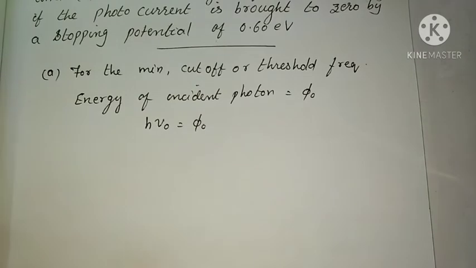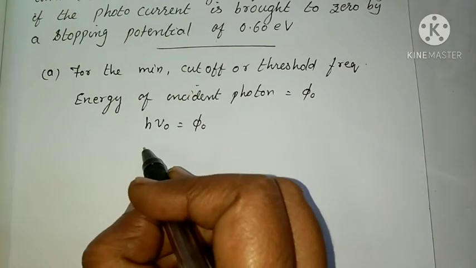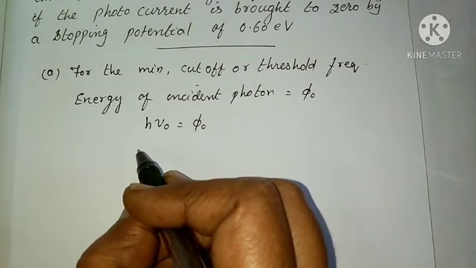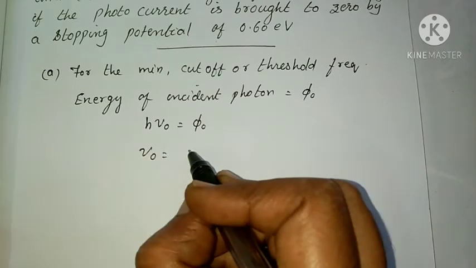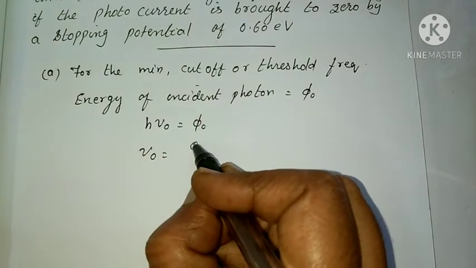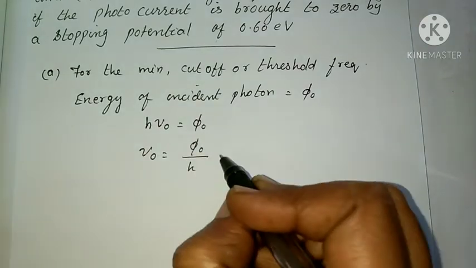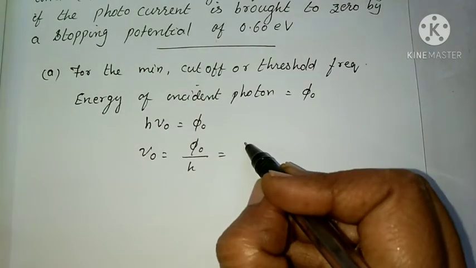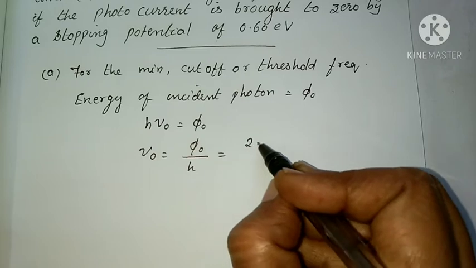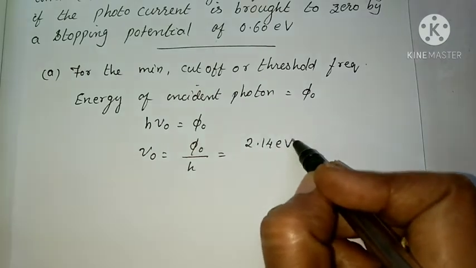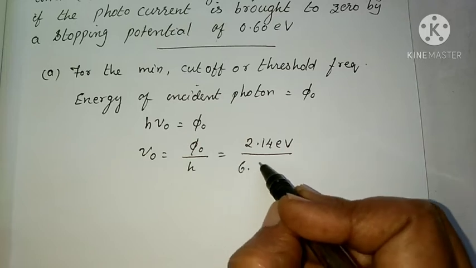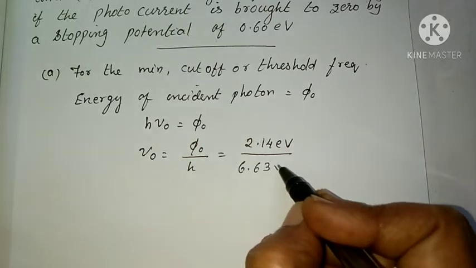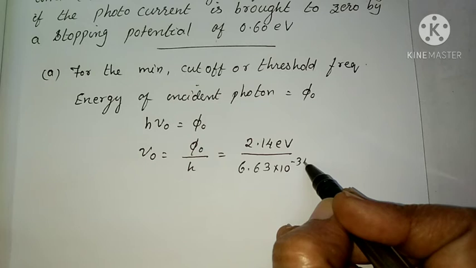So we can find out the threshold frequency for the cesium, that is nu 0 equal to phi 0 divided by h. What is the phi 0 given in the question? 2.14 electron volt divided by h, that is 6.63 into 10 raised to minus 34.